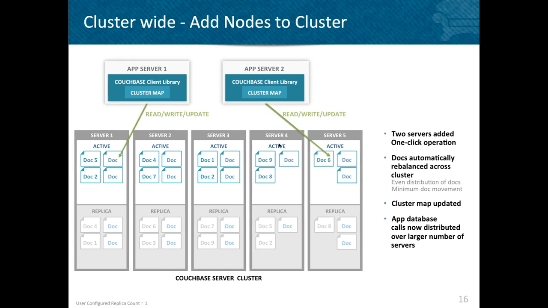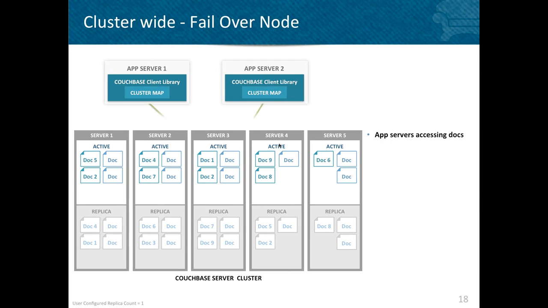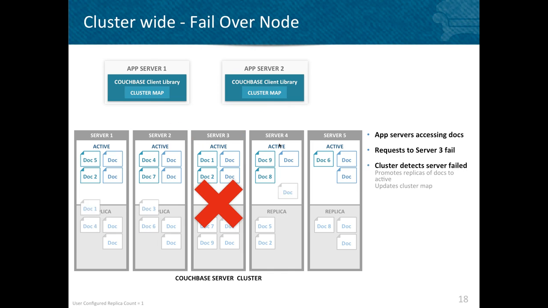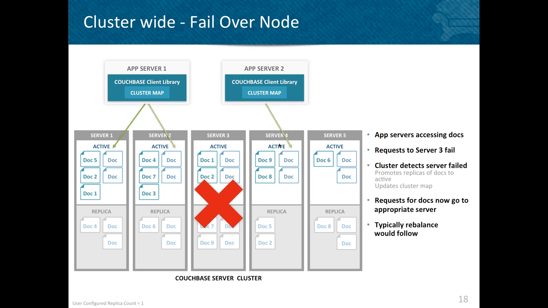The last thing to look at is about a failure of a node. If we imagine application servers are accessing server 3 and server 3 fails, there are going to be some requests that have to fail to it. They've already been sent over the wire. They've already been in flight. Once that is detected, though, the replica data that was residing elsewhere in the cluster is immediately made active. The application servers are updated, and the next time you want to access that data, it goes to the replica copy.